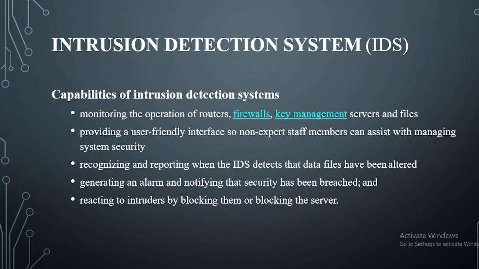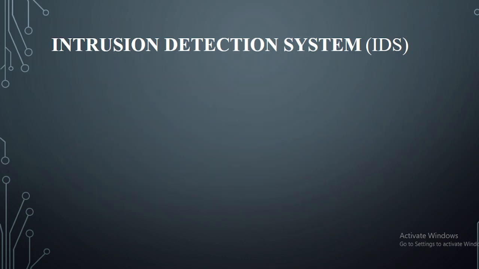Let us look at its capabilities, what IDS can do. It can monitor the operation of routers, firewalls, key management servers, and files, providing a user-friendly interface so that non-expert staff can assist with managing system security, recognizing and reporting when the IDS detects the data files have been altered, generating an alarm and notifying that security has been breached, and reacting to intruders by blocking them or blocking the server. These are the capabilities of an IDS.